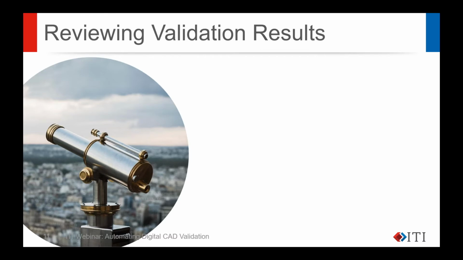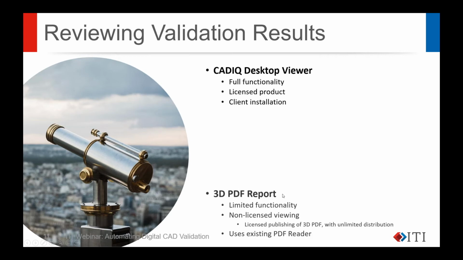So what do we mean by more access? Today there are really two ways to look at the validation output if you want to see more than just the pass-fail status. There's the CADIQ application itself, and that has a lot of great functionality to interrogate and really understand the differences in the model, but it is a thick client, so it's licensed. It has to be installed if you want to look at the CADIQ results natively. The 3D PDF report is much more flexible. This is overwhelmingly what we see interest in going back into PLM because this has unlimited access.